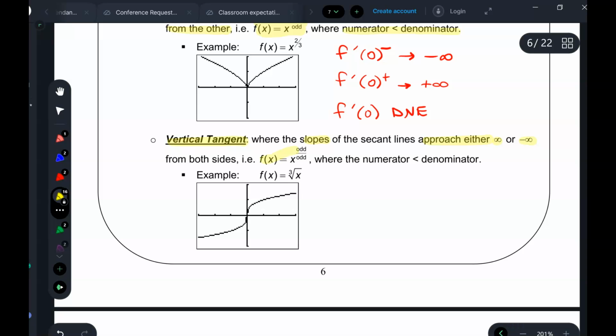This is where you have odd over odd, where the numerator is also less than the denominator. So this can also be written as x to the 1/3, right? X to the 3/5 would be the same. X to the 1/9, right? If you have something that's written in radical form, it's often best to just rewrite it as a rational exponent so that you can compare the numerator and denominator.